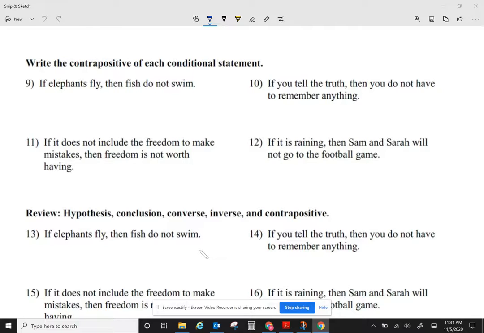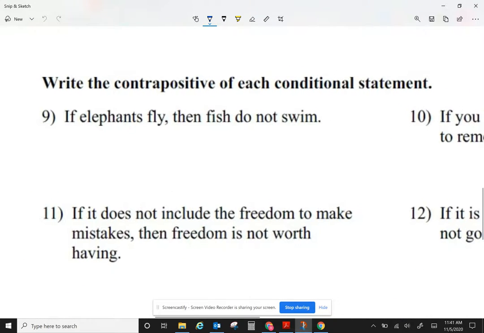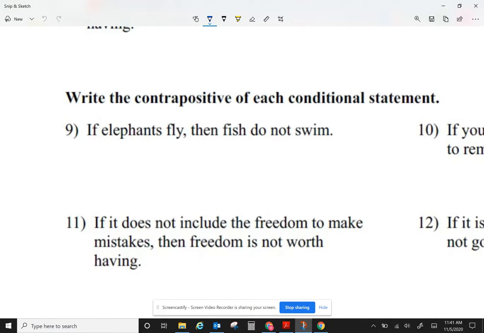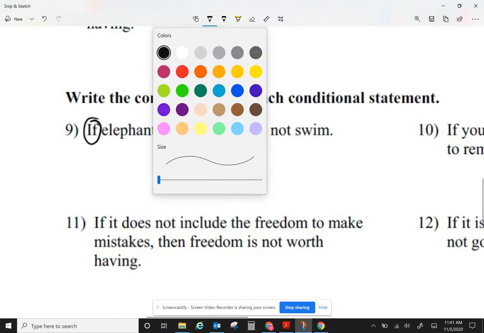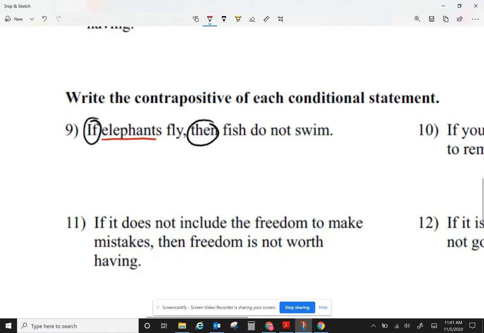For today, we're going to be learning contrapositive. Before I look at the contrapositive, one thing I need to do is identify my hypotheses and my conclusion. So let me submit to question number 9. I'm going to look for the words if and then because that is what helps me identify my hypotheses and my conclusion. The hypothesis is the if part, and the conclusion is what comes with the then part.